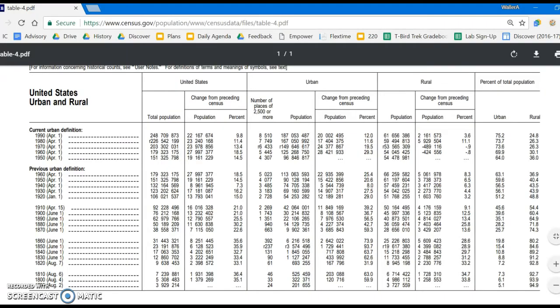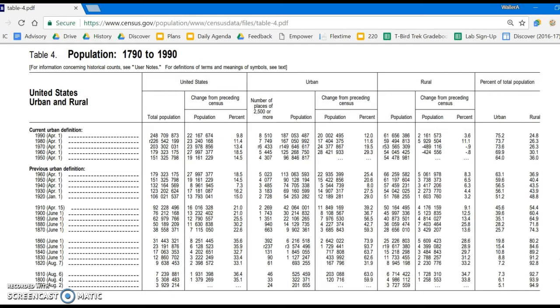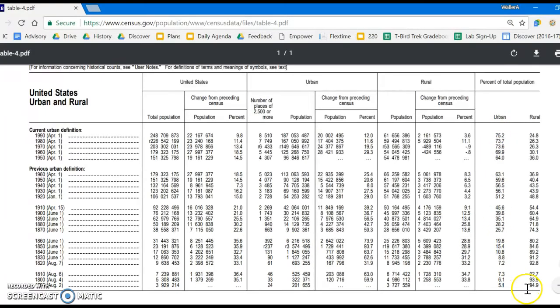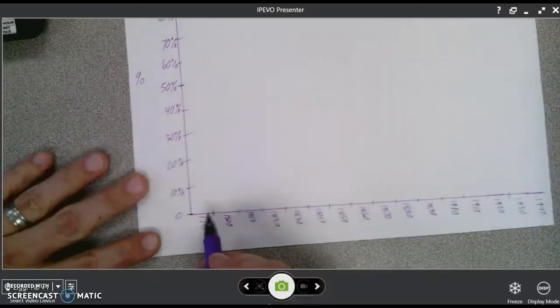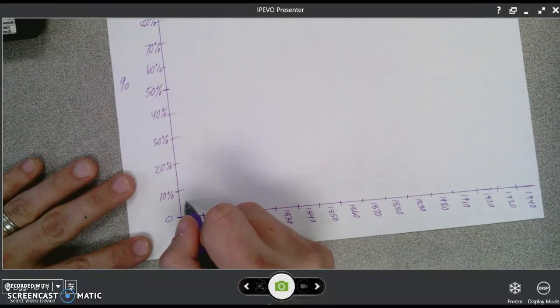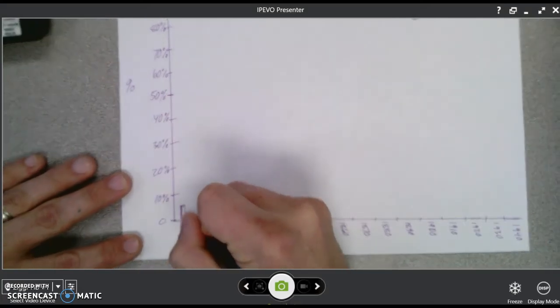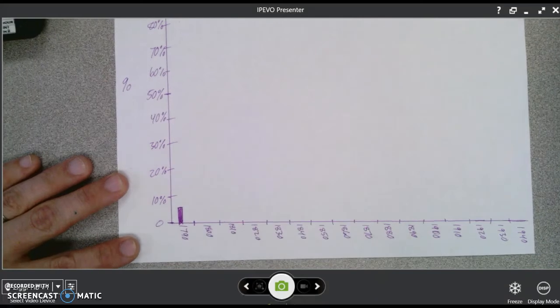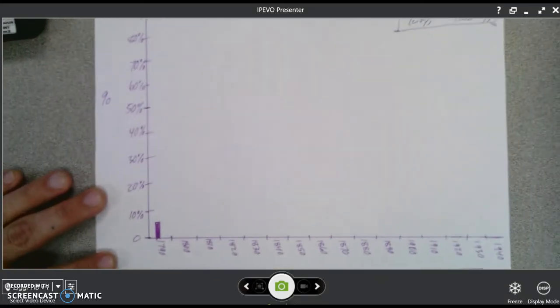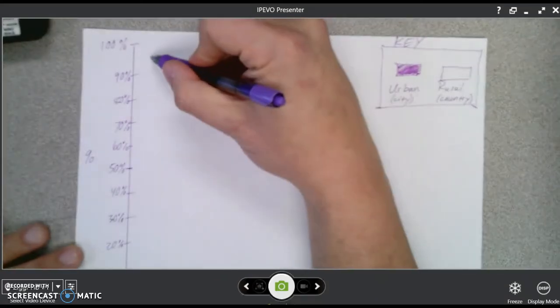So here is the data for population in the United States. Starting in 1790, the urban population was right about 5%. Just highlight this whole row. While the rural population was right around 95%. So, on my graph, 1790, 5% would be right about here. So I'll draw a little bar. And urban, I said I would shade in like that. And 95% is all the way up around here.